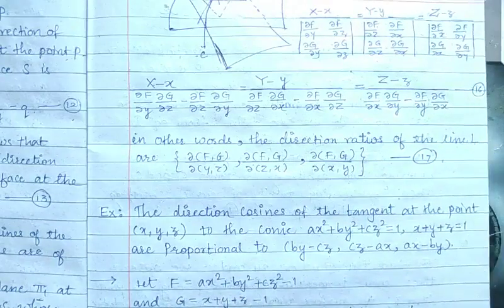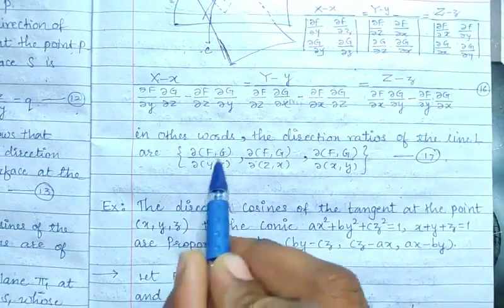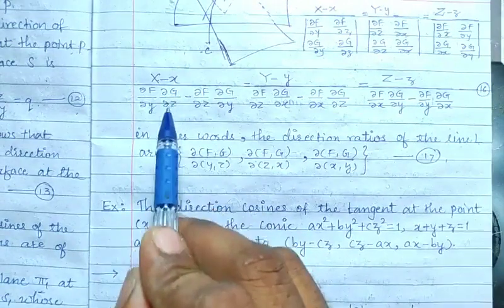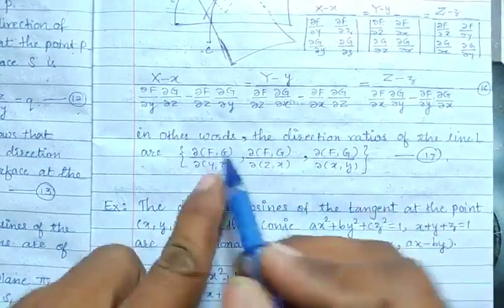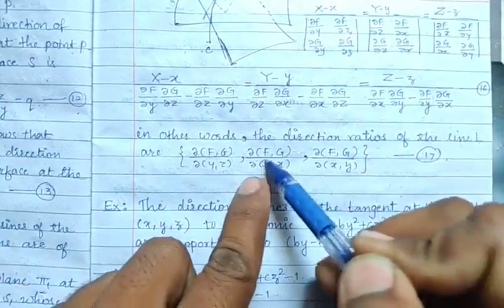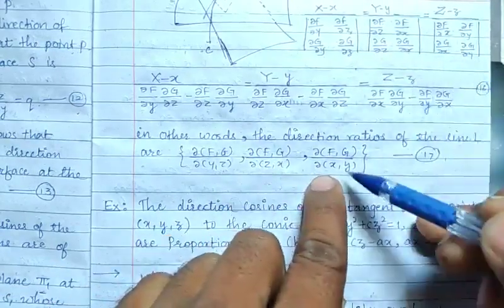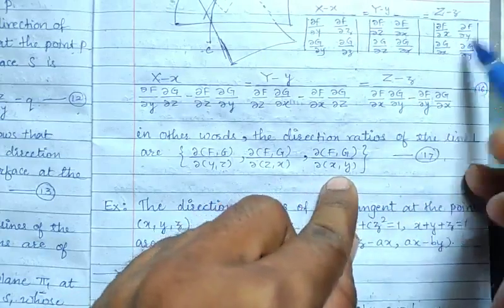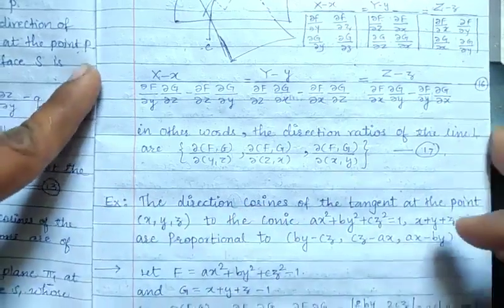Here the value of ∂(f,g)/∂(y,z) is ∂f/∂y times ∂g/∂z minus ∂f/∂z times ∂g/∂y, so ∂(f,g)/∂(y,z) can be expressed as these terms. ∂(f,g)/∂(z,x) can be expressed by these terms, and ∂(f,g)/∂(x,y) is ∂f/∂x, ∂g/∂x, and here ∂f/∂y, ∂g/∂y. Now we will see the example.